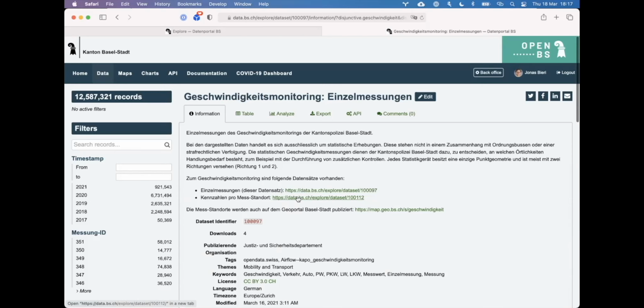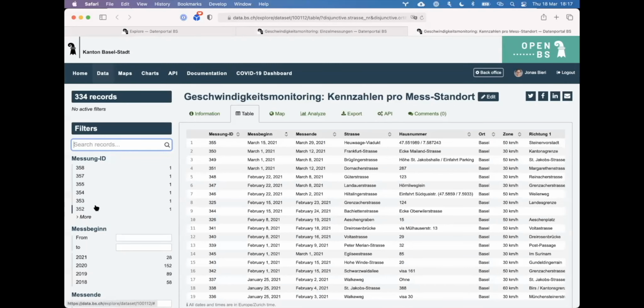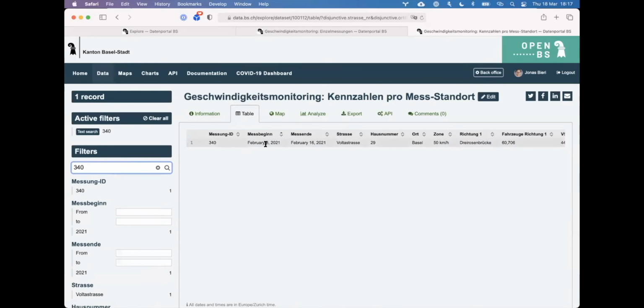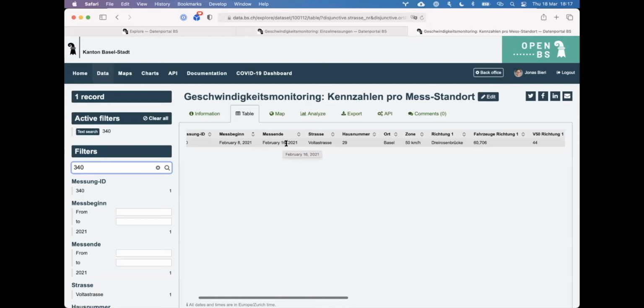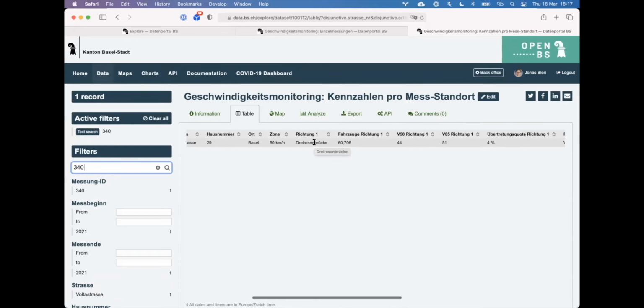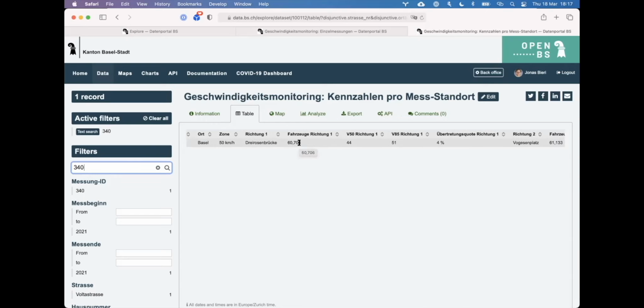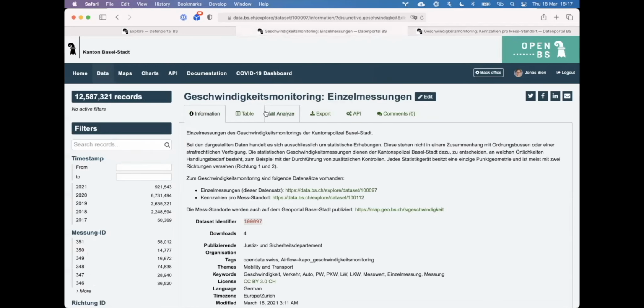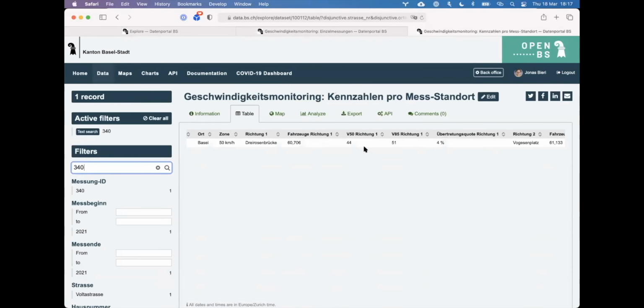And let's go to the other data set, which is this data per measurement. So we want to know a bit more about number 340. That was this one. The box was put there on February 8 and stayed there until February 18 at the Volterstraße in a 50-kilometer speed zone. There are two directions, one in direction of Drei-Rosenbrücke. And here we had 60,000 vehicles measured. So we have 60,000 rows in the other data set in this direction.